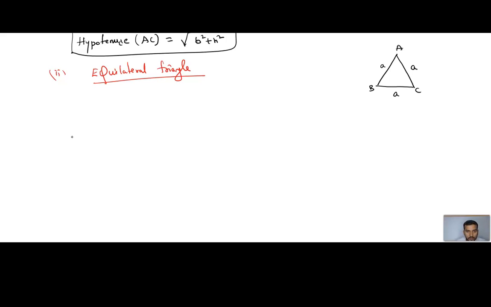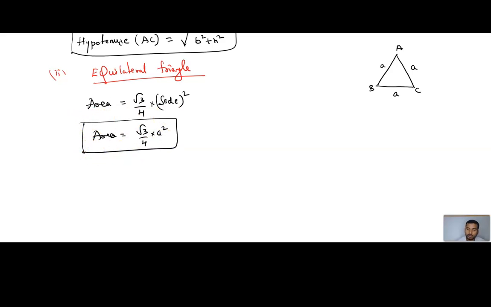There is a derivation. If you want, I can derive this also by using Heron's formula. If not, you can directly remember it. The area of an equilateral triangle is root 3 by 4 into side square. That can also be written as area is equal to root 3 by 4 into a square. So, this is the formula we use to find the area of an equilateral triangle.